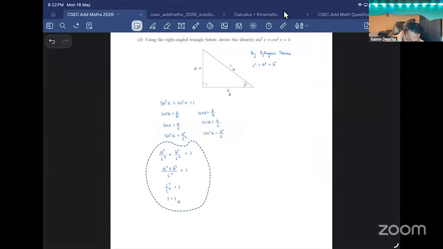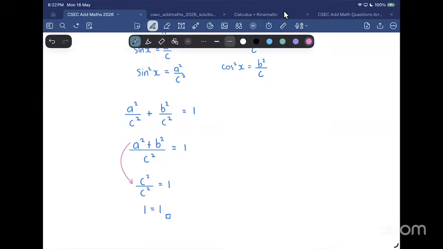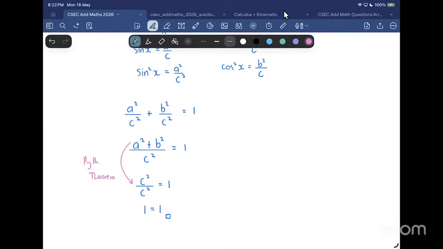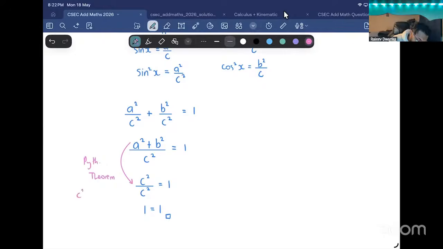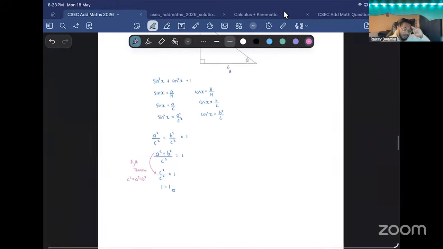Right. So all I did from this line to this line is just what? Substitute, right? Pythagoras' theorem. Because Pythagoras' theorem says that C squared is literally equal to A squared plus B squared. So I substitute like you said. Bam. Easy marks.